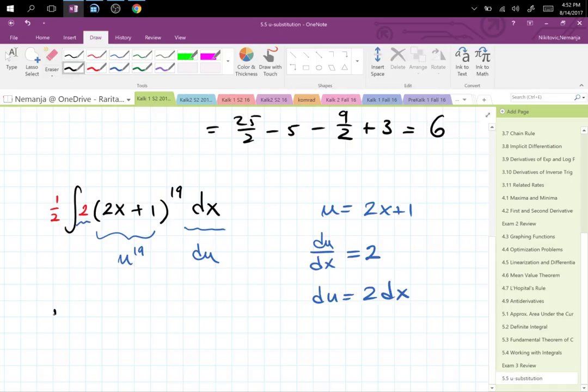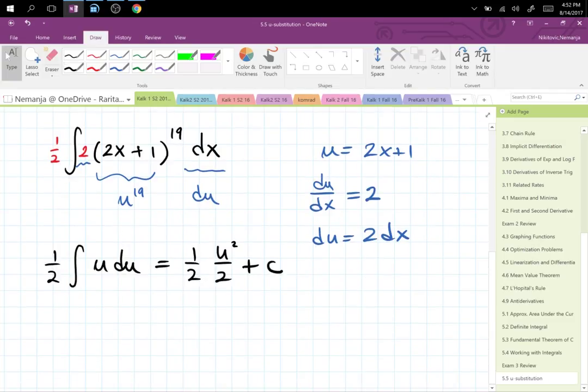So the integral becomes 1/2 integral of u to the 19 du, which is 1/2 u to the 20 over 20 plus c. Oh, to the 20th. You're right. 20th, 20th. This is 19 over here. Yep. So it's 1 over 40 u to the 20 plus c.